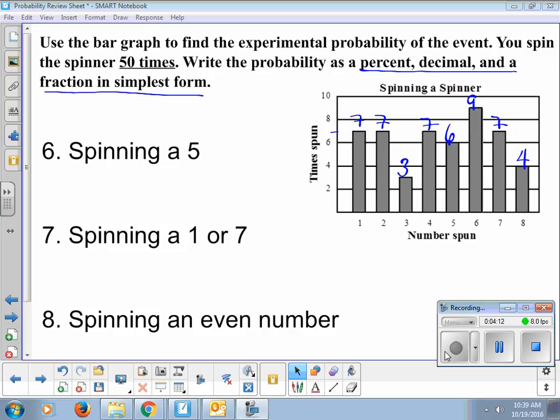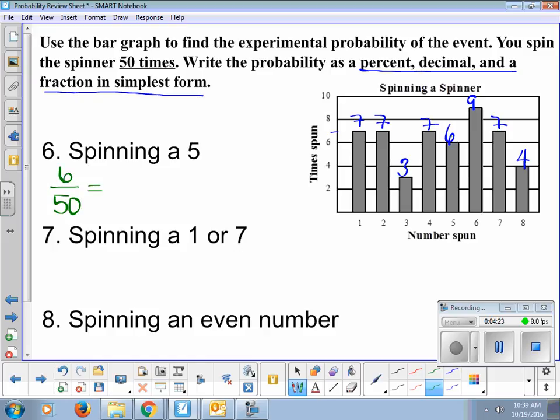Okay, so for spinning a 5, how many times did we spin a 5? 6 out of 50. Can we simplify this fraction? Yes. 3/25. We can simplify by dividing both by 2. How would we write this as a decimal? 0.12. We divide top divided by bottom, and we change that to a percent and get 12%.